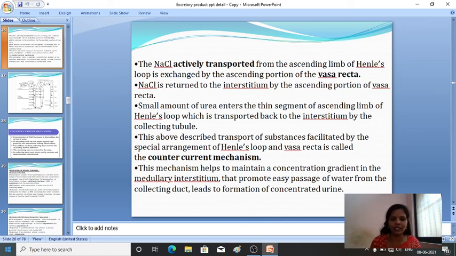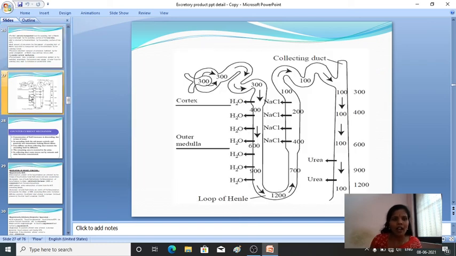Next, the sodium chloride is actively transported from the ascending limb of the Henle's loop. This is the ascending limb and this is the descending limb. This is the loop of Henle, this is the Bowman's capsule, and this is the cortex region. Here nearly 300 osmolarity will be maintained. In the outer medullary it is in the 600 to 900 range, and around 1200 in the inner medulla.